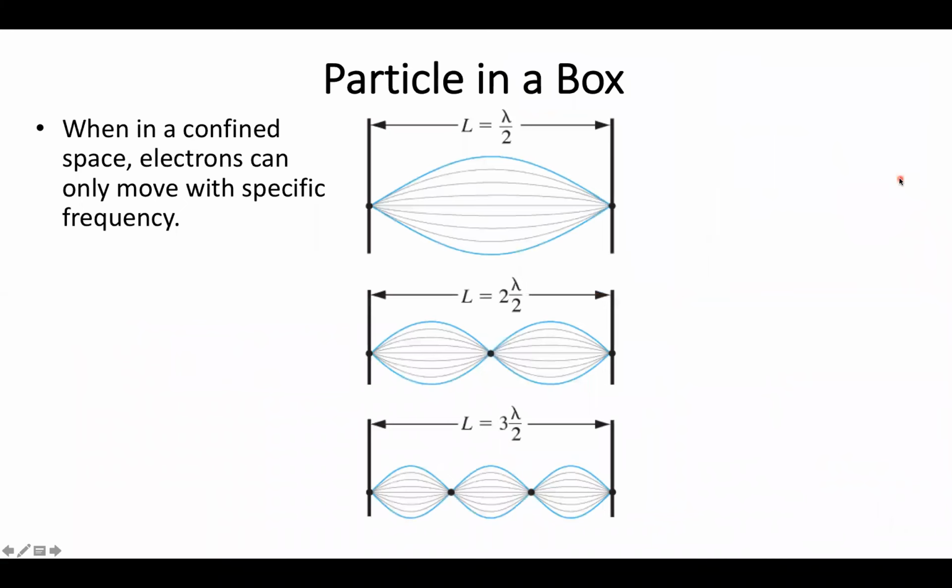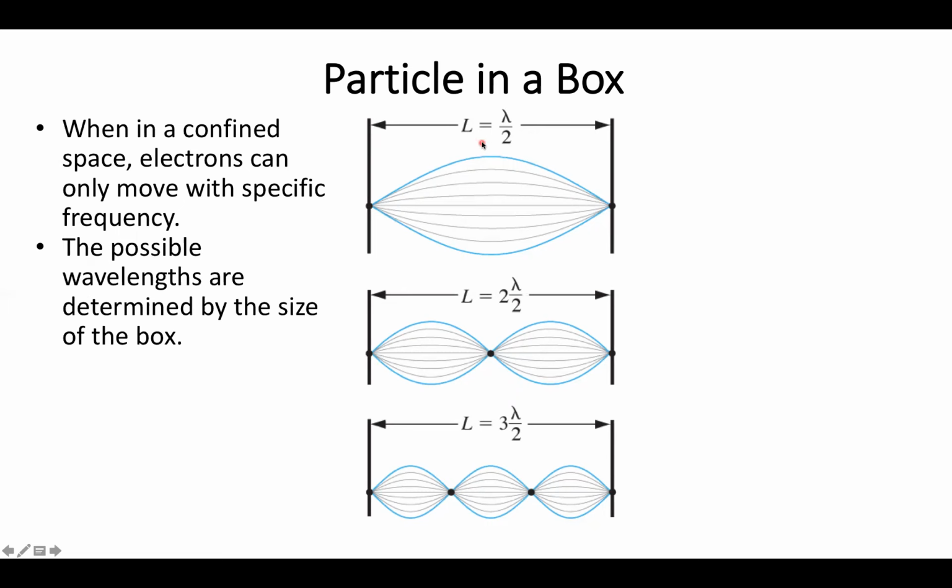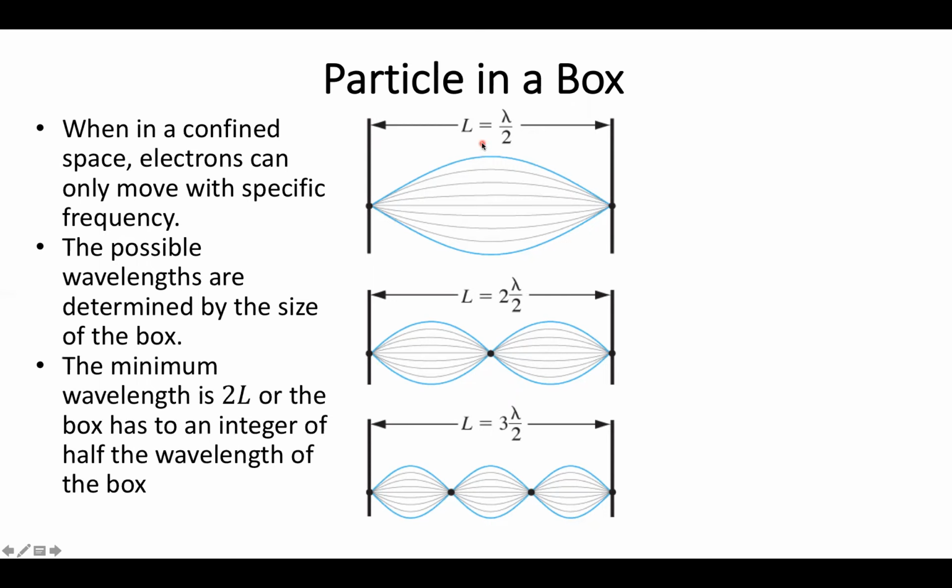And this is most commonly known as particle in the box, as I put an electron, a particle, in a one-dimensional box. A good way to think about this is having an electron moving back and forth along a wire. And it turns out that the electron can only move back and forth along this wire with very specific frequencies. And these frequencies are going to be determined by the size of the box. So let's go ahead and start with the minimum wavelength.